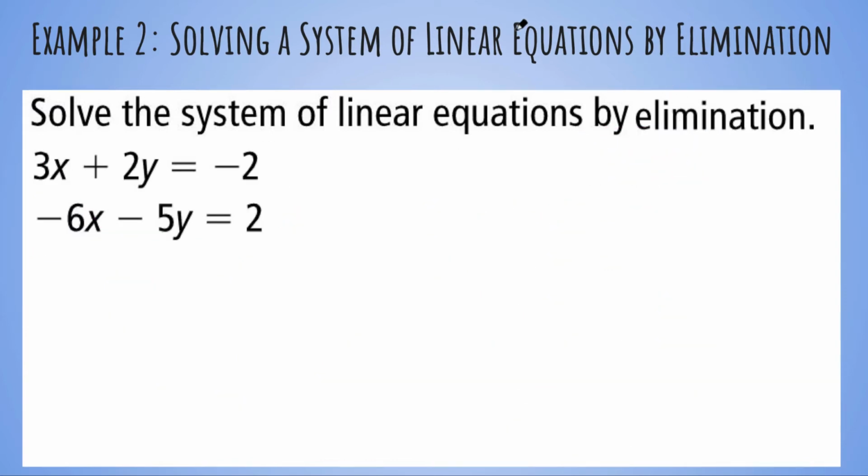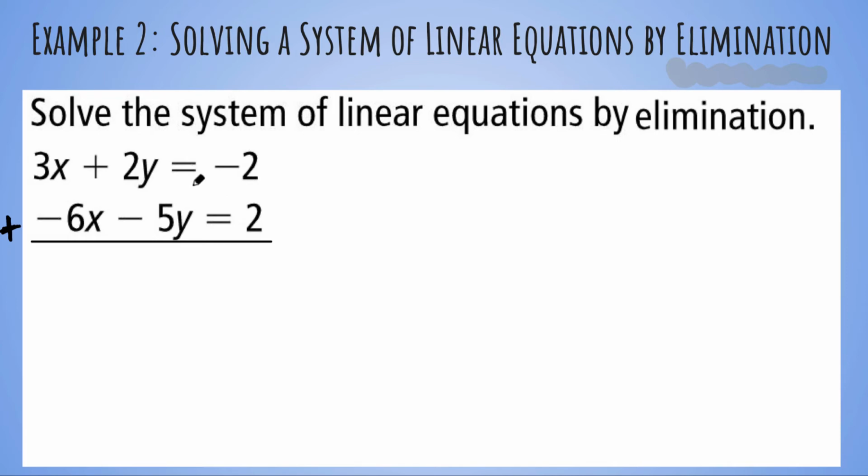Let's take a look at our second example. We're solving a system of linear equations using the process of elimination again. Here's our system of linear equations. We have an equation here and an equation here. We can see that this setup is not like the previous problem. If we were to add these two together, one of the variables will not cancel out.